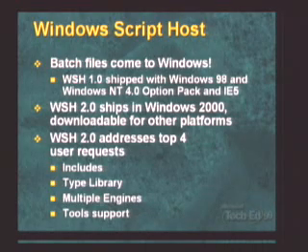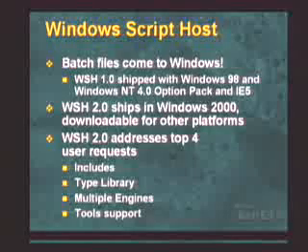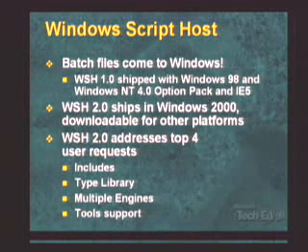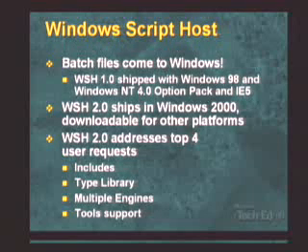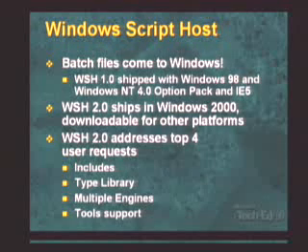Okay, so I'm going to quickly go through Windows Script Host because we don't have a huge amount of time. Basically, it's batch files come to Windows. So WSH 1.0 shipped with Windows 98 and the NT4 Option Pack, and also with Internet Explorer 5.0. This allows you to run VBScript, JScript, Perl from the command line or from the actual Windows shell. And it gives you a bunch of objects that allow you to talk to the network, be able to create shortcuts, that type of scenario.